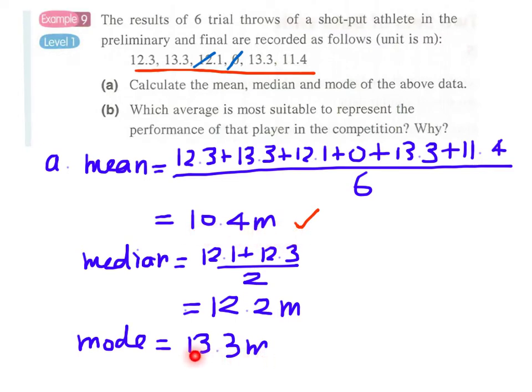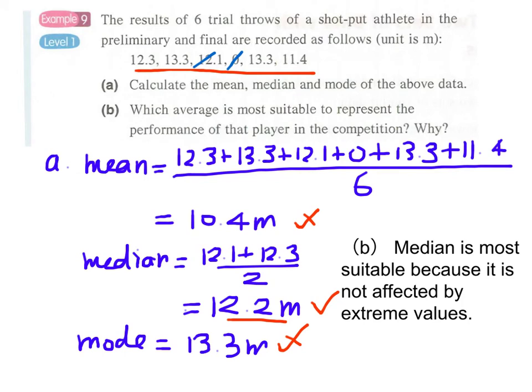And for mode, 13.3 meters. Actually, 13.3 is the highest or the best result of this athlete. So this is not representative, because in normal situations, he or she should have 11 or 12 something as the result. So this is another extreme, not quite suitable. And for the median, this is actually the best average because it is not easily affected by extreme values. Therefore we can write it down: the median is the most suitable because it is not affected by extreme values.